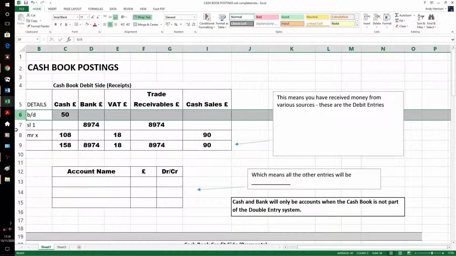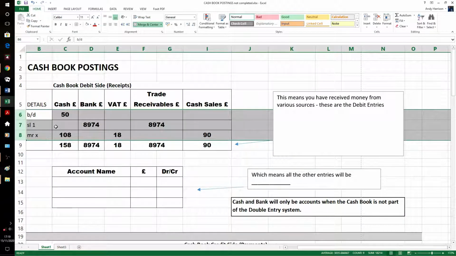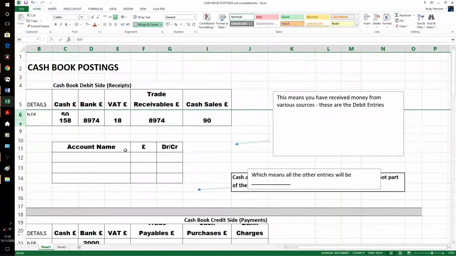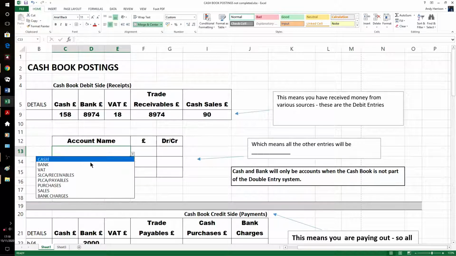So let's post this one without, wrong click, hide, because we post totals from books of prime entry into our ledgers. So it doesn't matter which way around we do it. We can work from the left to the right, right to the left, or mixed.